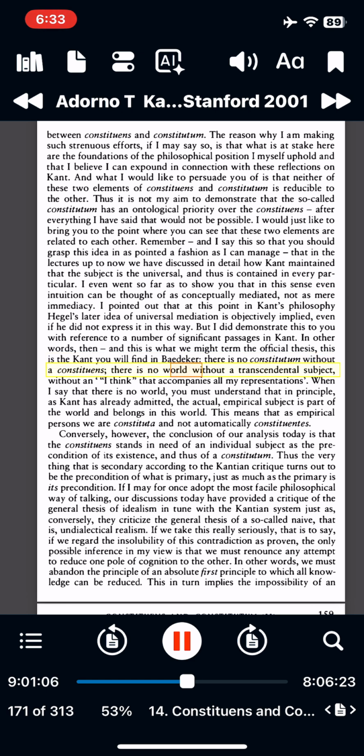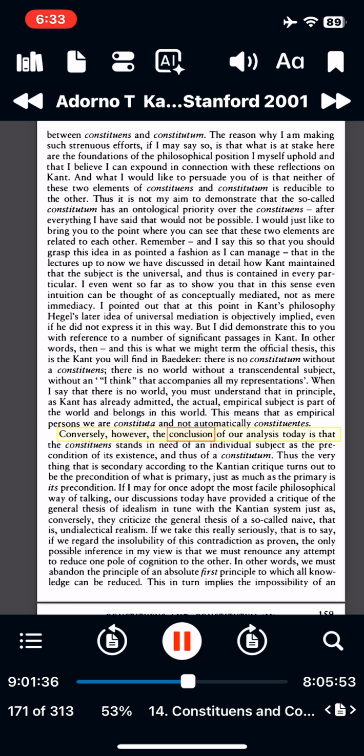There is no world without a transcendental subject, without an I think that accompanies all my representations. When I say that there is no world, you must understand that in principle, as Kant has already admitted, the actual, empirical subject is part of the world and belongs in this world. This means that as empirical persons we are constituta and not automatically constituents.